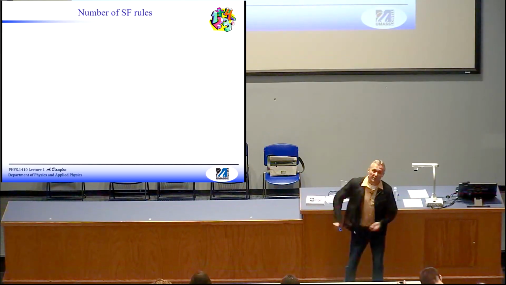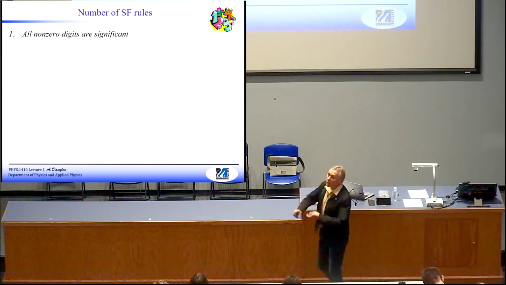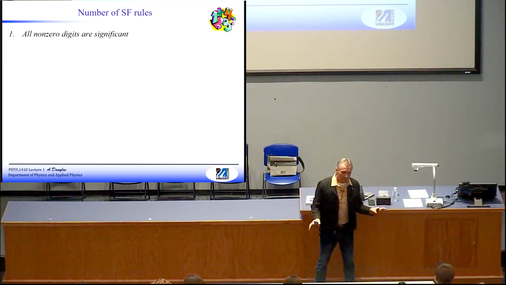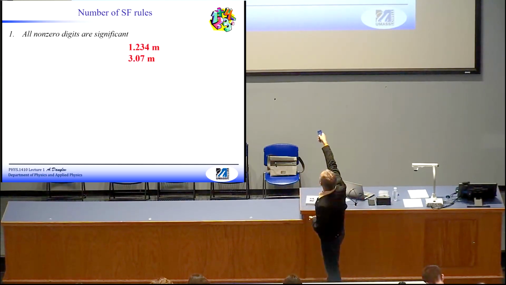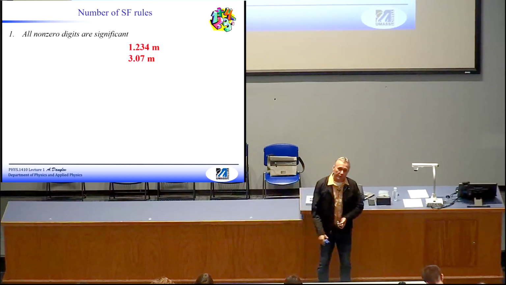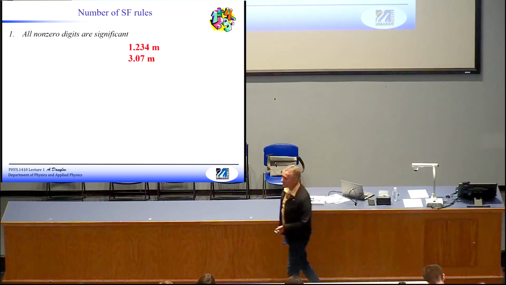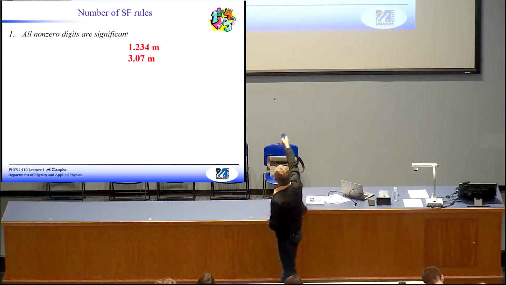So the first rule is the simplest. Let's say there are no zeros. As I said, it's the simplest case. Just count all digits. For example, 1.234, no zeros, significant figures, 4 sig figs. Right? The simplest case. Now, what if there is a 0?